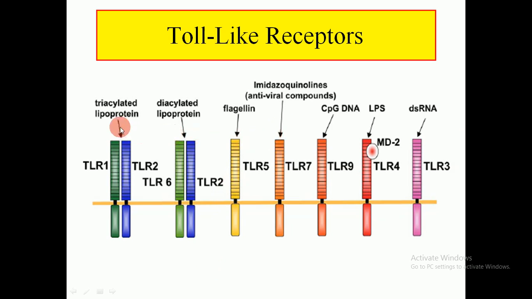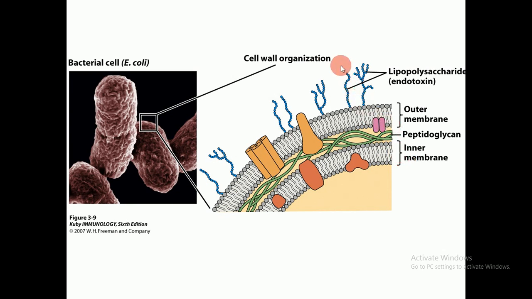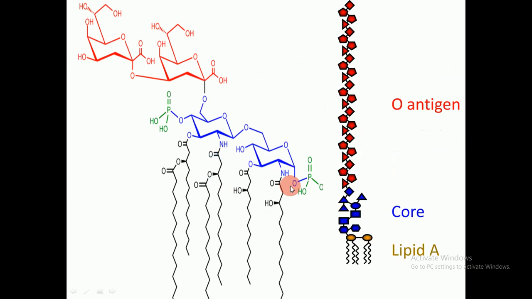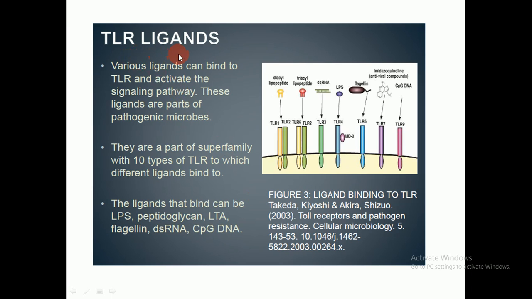And toll-like receptors have many types: toll-like receptor 1, 2, 5, 6, 7, 9, and many more. And here is the electron microscope image of E. coli and how we recognize the pathogen by the toll-like receptors. And here the O antigen, the core, and the lipid A of the pathogen. And the toll-like receptor ligands: various ligands can bind to toll-like receptors and activate the signaling pathway. These ligands are parts of the pathogen microbes.